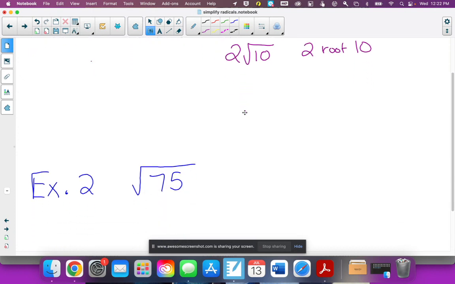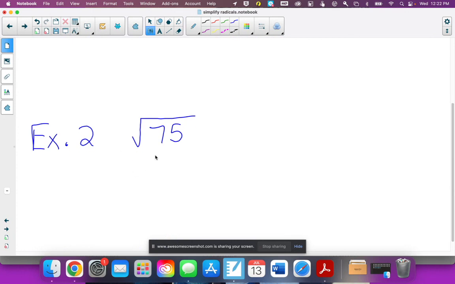All right, so let's try the square root of 75. And again, go through the list. 1 divides everything. I'm not even going to worry about that. 4, no. 9, no. 16, no. 25, yes. It's 25 times 3.